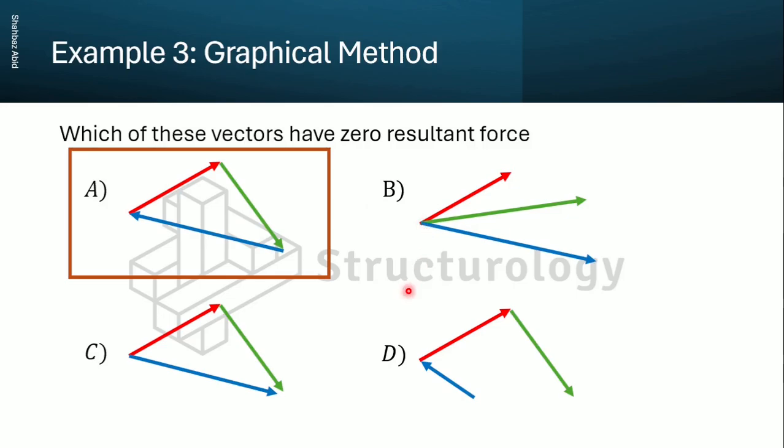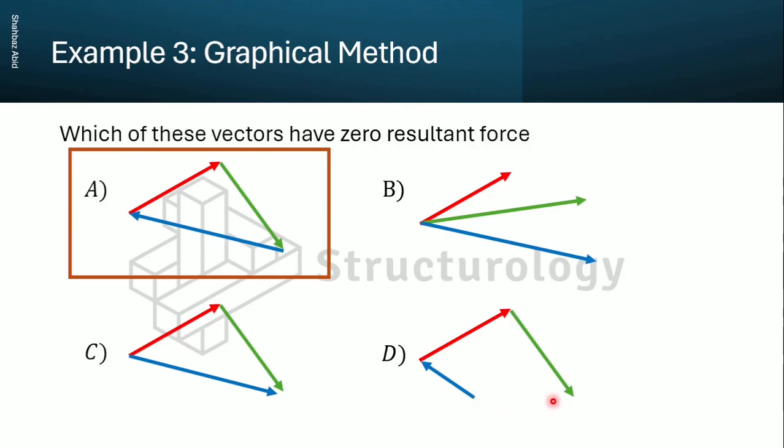Whereas in all the other options here, we do have a distance from the start to the end by combining the head to the tail of another vector. So for example, if we see this case, we have a starting point here and we have an end point here.